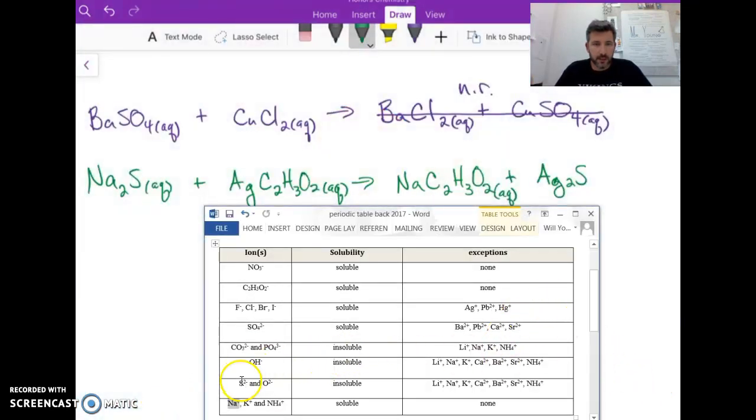Sulfides are usually actually insoluble. There are some exceptions, a pretty long list of exceptions, but silver is not one of them. So therefore, silver sulfide follows the normal solubility rule for sulfides, which is that it is insoluble. So this is a solid. And since this is a reaction, I should go ahead and balance it, which is going to mean putting 2 in front of silver acetate and then a 2 in front of sodium acetate. And I'm done. And that's how we predict a double replacement reaction.